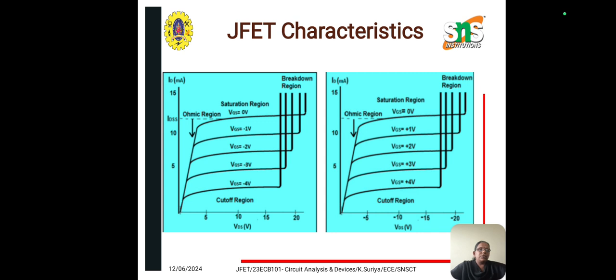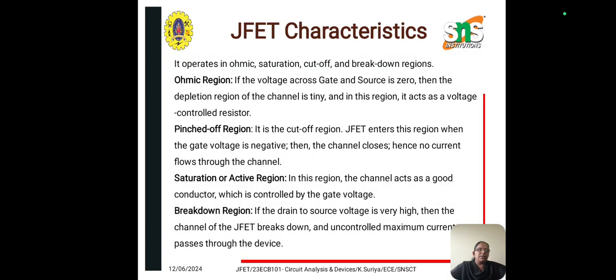Next we will see about the JFET characteristics. The VI characteristics curve of the P type and N type JFET is shown in the figure. The voltage VGS represents the voltage between the gate and the source, and the voltage VDS represents the voltage between the drain and the source. JFET has different stages of operation depending on the input voltages, and the characteristics of JFET in different regions are explained as follows. It operates in ohmic region, saturation, cutoff and breakdown regions.